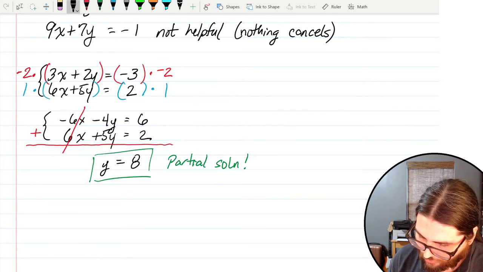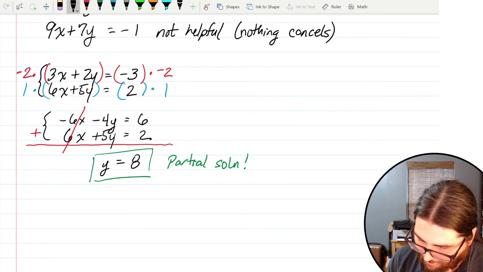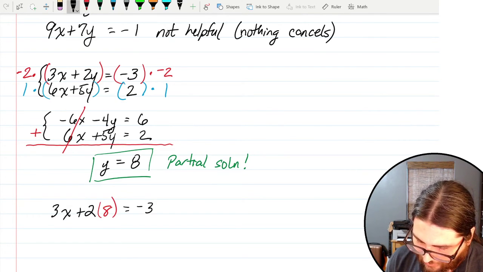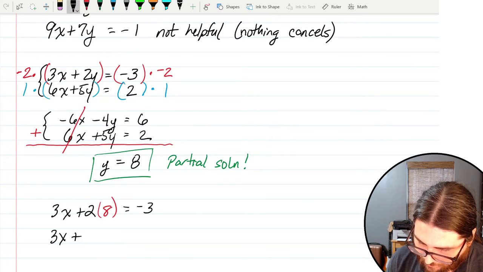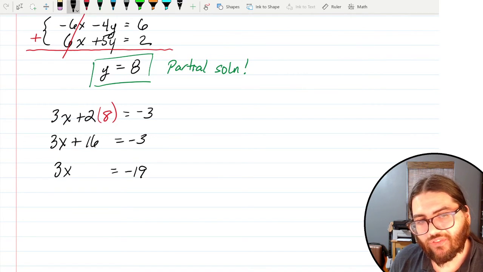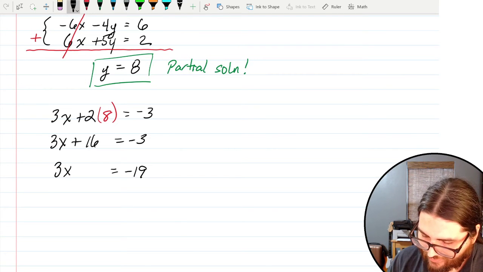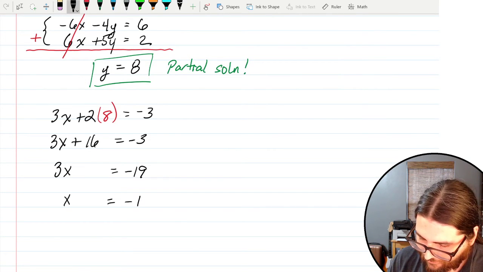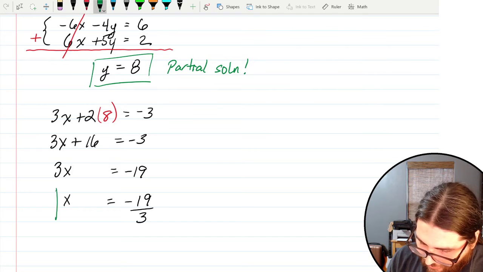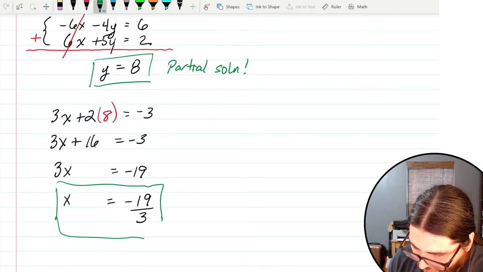Once I find that partial solution, I'm going to do just the same as before. 3x plus 2, I'm going to plug in that partial solution 8, equals -3. 2 times 8 is 16. I will subtract 16 from both sides of my equation. -3 minus 16 equals -19. Divide both sides by 3. Oh, goodness. Okay, so this is what I was afraid of. We're going to have fraction solutions.